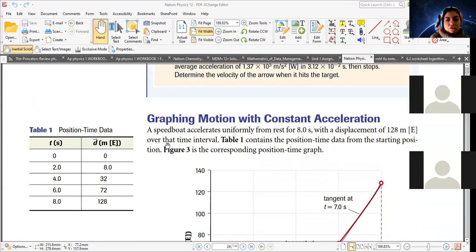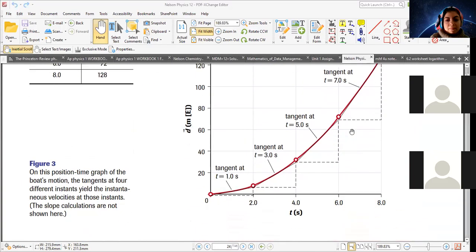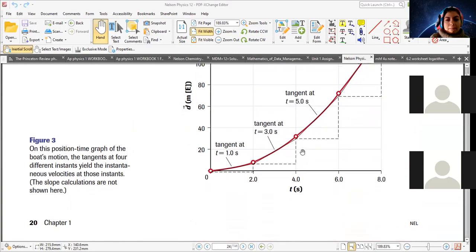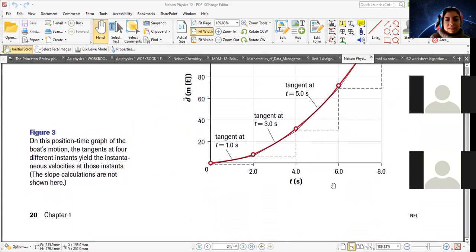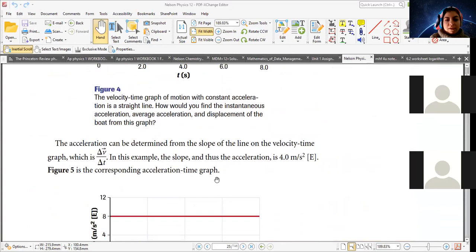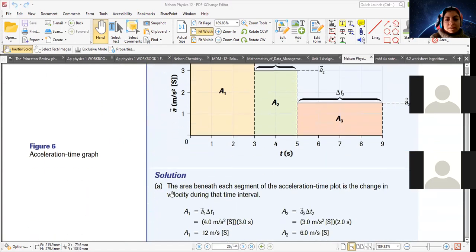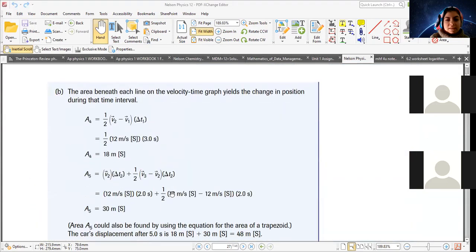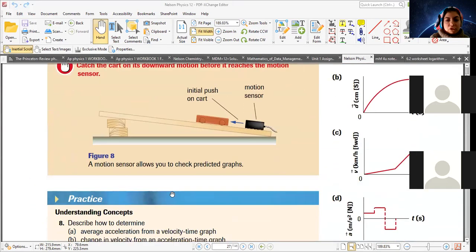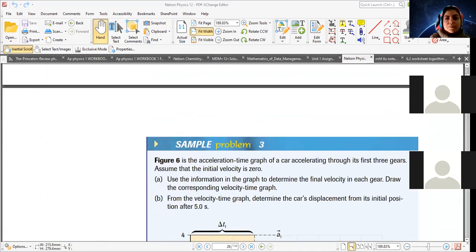Let me just show you this: graphing motion with constant acceleration. You have a displacement-time graph, and you want to get the velocity-time graph from that, and the acceleration-time graph. There are four different situations for it. I would like to explain it to you, then I'm going to come back here to go over this example with you. Let me just share a new page.